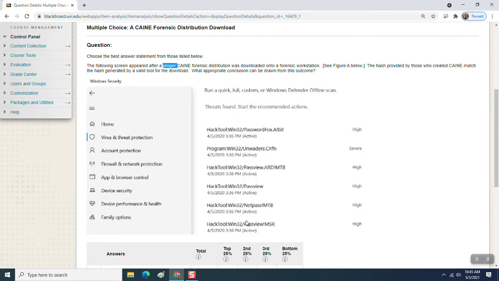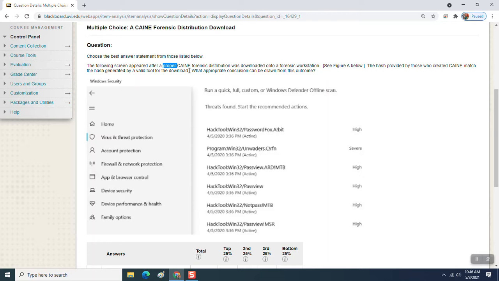So now you're seeing all sorts of Windows Defender scans picking up on tools. A hash provided by those who created CAINE matched the hash generated by a valid tool for the download. So we're not dealing with a corrupted version of the forensic tool distribution, the CAINE ISO. Rather, what's happening is that Windows Defender is picking up on those tools as if they were installed by hackers. So what appropriate conclusion can be drawn from this outcome?